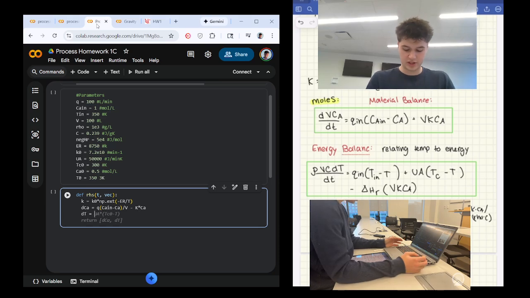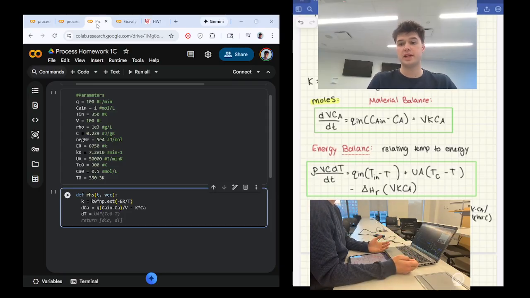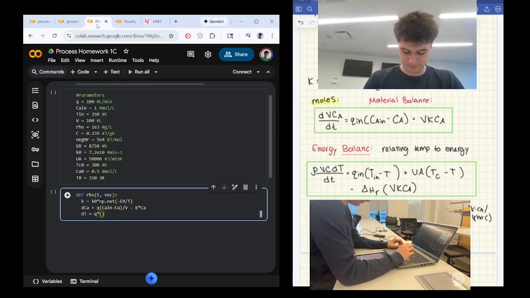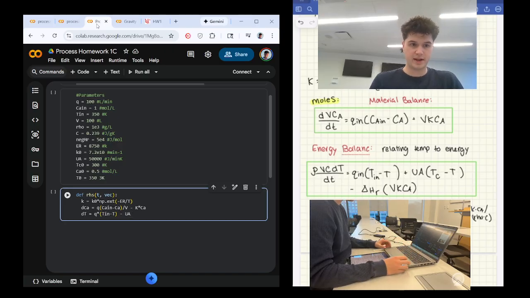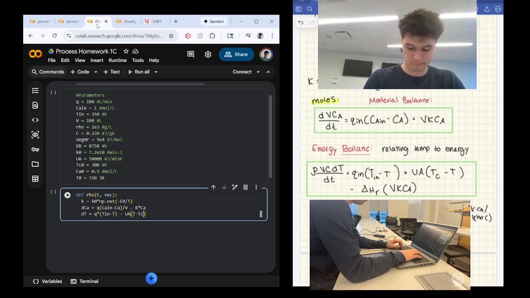And this is a little bit of a longer equation. This goes along with our energy balance equation because, as you can see, the energy is relating temperature to time, and this equation is relating to temperature, so we're going to use variables in that equation. We're going to start with Q, and we're going to multiply that by TN minus the original temperature. Then we're going to subtract that variable we listed above, UA, which is 50,000 joules, multiplied by T minus TC, which will then be divided by rho times V times C.